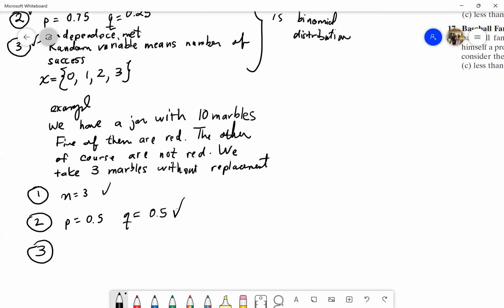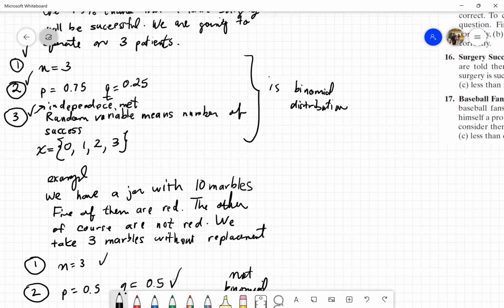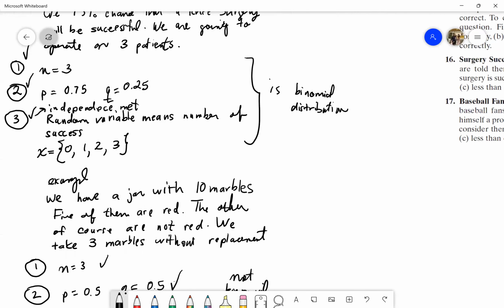And let's not talk about if we didn't get a red. If we didn't get a red, the probability of the first one for red is 5 out of 10. If we didn't get a red on the first draw, the probability of a red in a second draw would be 5 out of 9. So the probabilities will change as I execute the trials. Therefore, not independent. We're done. It's not binomial. Correct. If it's not independent, it can't be binomial.